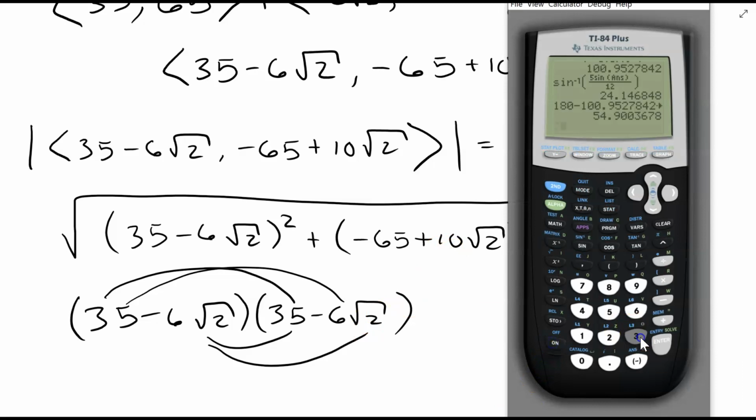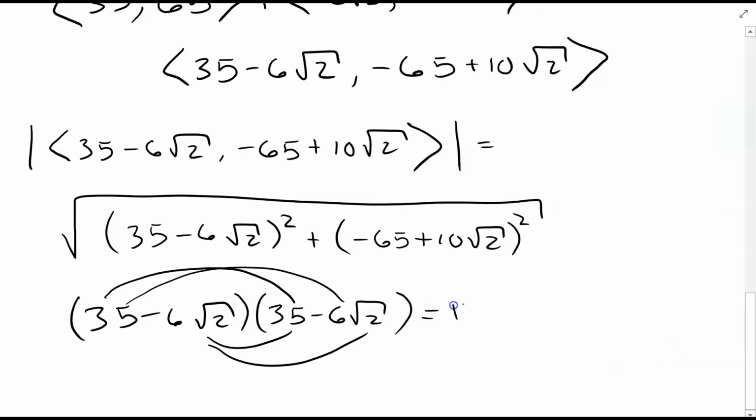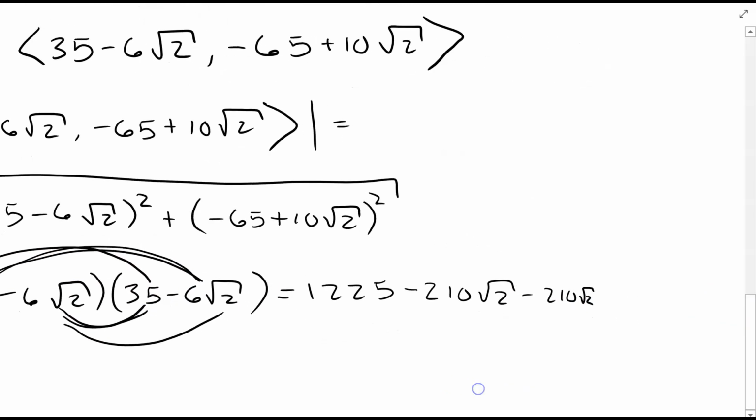And I'm too tired at this point to do 35 times 35 in my head. That just isn't going to happen right now. That's 1225. And then 35 times negative 6 square root 2 is negative 210 square root 2. And I get that twice, once here and then once there. And then I have plus 36 square root 2 squared, or really just 72.